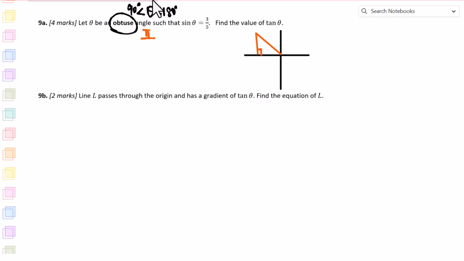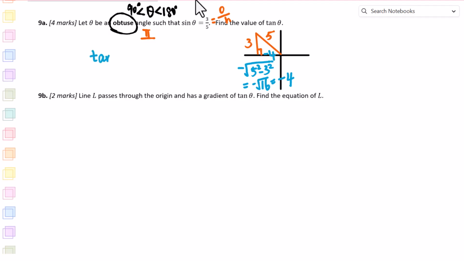Sine equals 3/5, which means opposite over hypotenuse. Let's label. This is a 5, this is a 3. So for this adjacent, it's a negative square root of 5 squared minus 3 squared, which equals negative square root of 16, equals -4. So this is a -4.